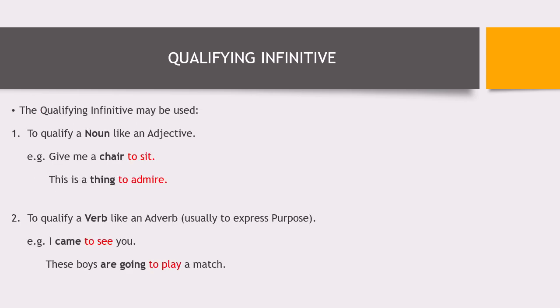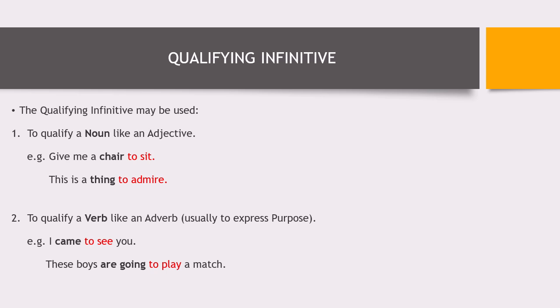Qualifying infinitive. The qualifying infinitive may be used 1. To qualify a noun, like an adjective. For example, give me a chair to sit. To sit qualifies the noun, chair. This is a thing to admire. To admire qualifies the noun, thing.